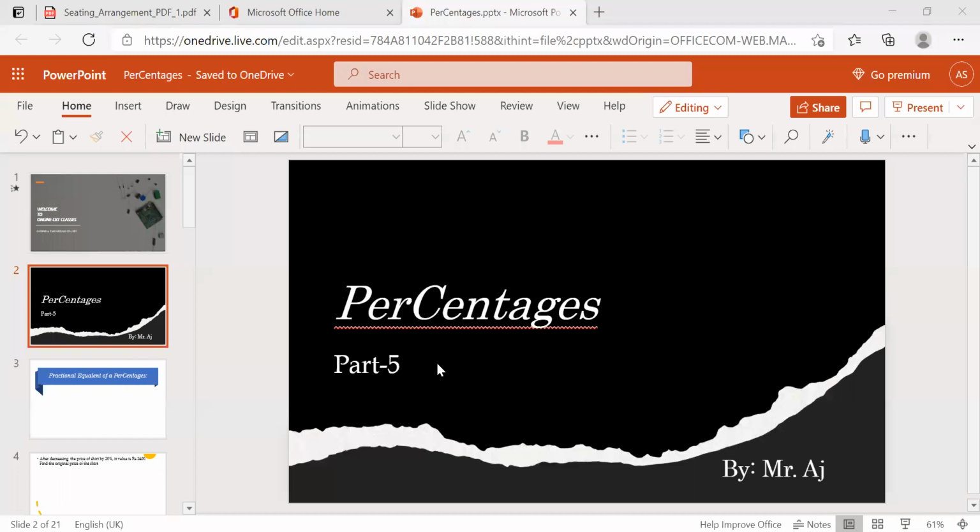Okay. We have discussed the shortcuts of percentage and different types of problems. Today we are going to see some more problems which are frequently asked in competitive exams like SBI, IBPS. In general, these types of questions. So we'll solve that, then we'll end this class.